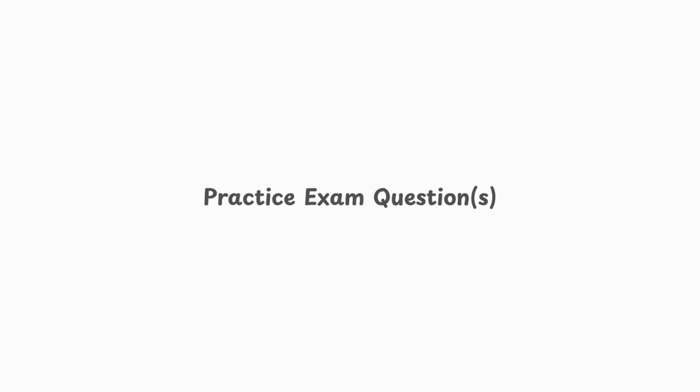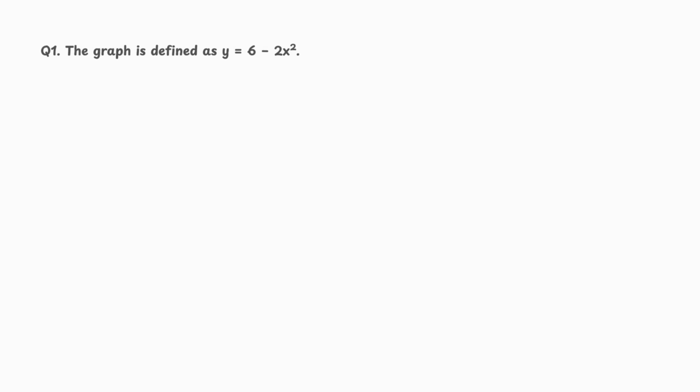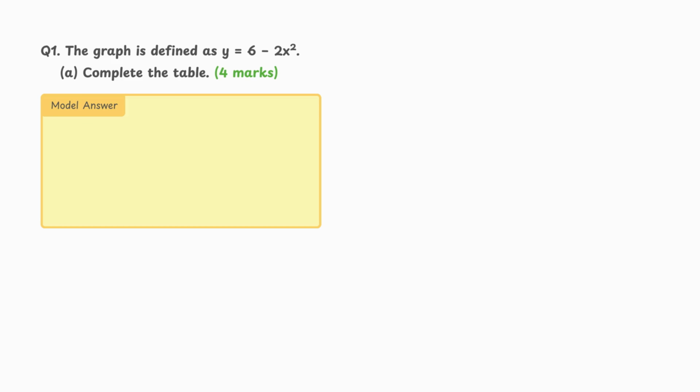Now, let's dive into some exam-style practice questions. You can pause the video and try yourself. Question 1. The graph is defined as y equals 6 minus 2x squared. Part A. Complete the table. Now take your time with this question.